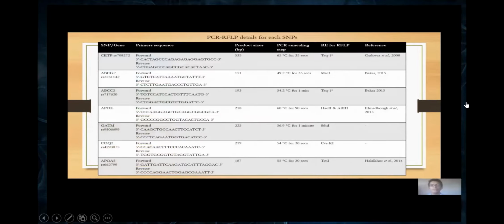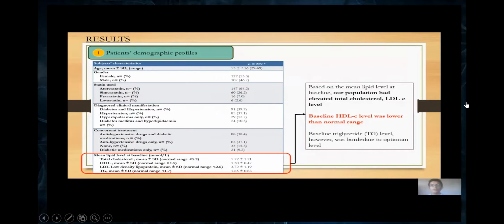This table summarizes the PCR-RFLP protocol, including the primer sequences as well as the restriction enzyme used for the reaction for all SNPs. Moving on to the results, the first is the patients' demographic profiles. Looking at the table, focusing on the bottommost part, the mean lipid level at baseline, you can see that our population had elevated total cholesterol and LDL level above the normal range. While for HDL level, our population had reduced levels as compared to the normal range, while the baseline triglyceride level was borderline as compared to the optimum level.